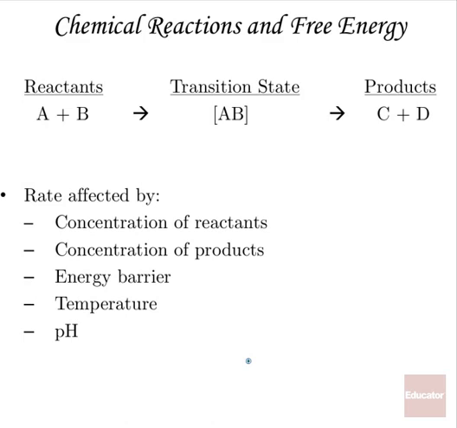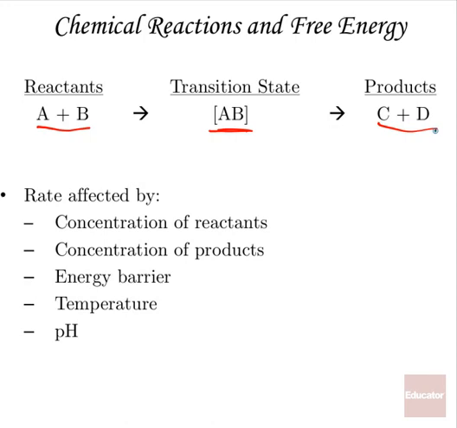So in a reaction, A plus B going to C plus D, there's always something called an intermediate or a transition state that we usually do not see. Okay, and that is the point that we call here AB. That is the point at which it is transitioning from the reactants A and B to the products C and D. And this usually occurs via an enzyme.